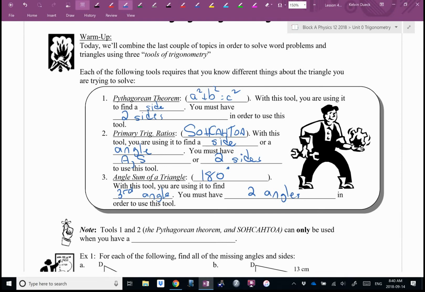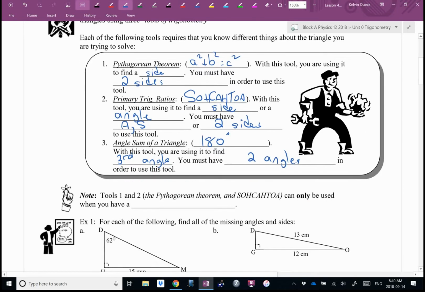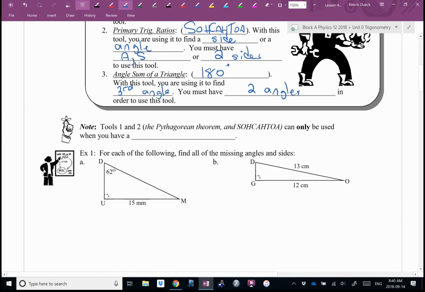And with that, Martin, we can now find anything. Little note, tools 1 and 2, Pythagoras and SOHCAHTOA, can only be used when you have at least one side. If you don't have any sides, you're kind of stuck because you don't know how the triangle has been scaled. You can get the angles, but that's about it.